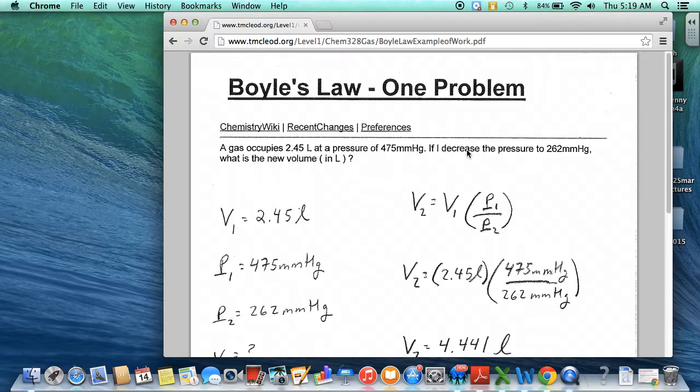For Boyle's law, by this time, most likely you have done the gas demonstrations or have determined what Boyle's law is. And what Boyle's law says is that if we hold temperature and number of moles constant, then pressure and volume vary in a certain way.